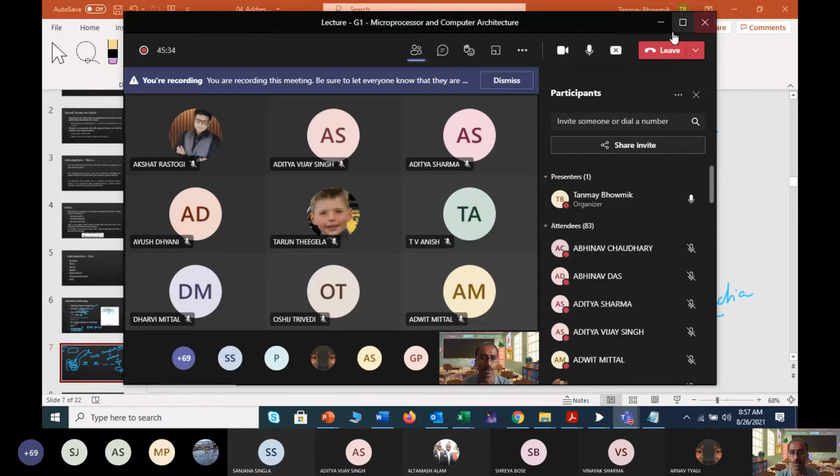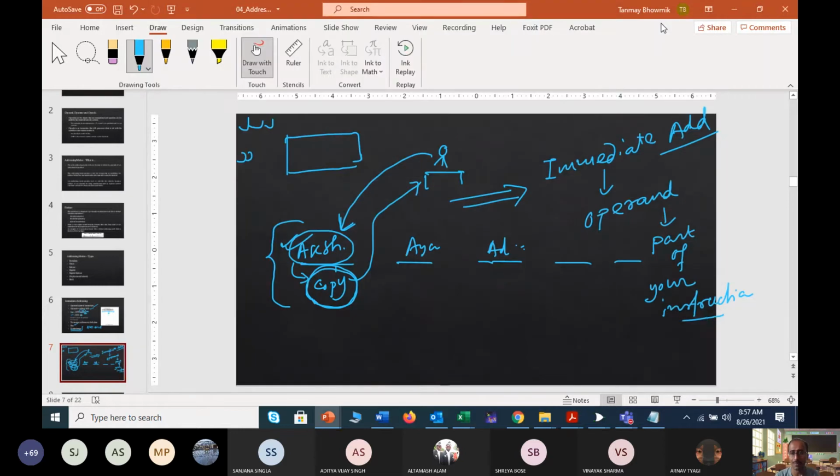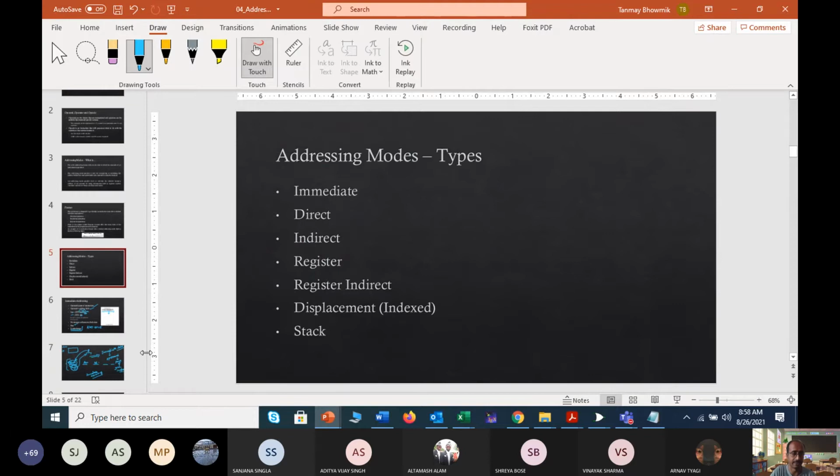So we have just observed our first example of an addressing mode, and that one was the immediate addressing. Here I can write that this was the example of immediate addressing. Okay, now we will move to the next one. What is the next one? The next one is direct addressing.